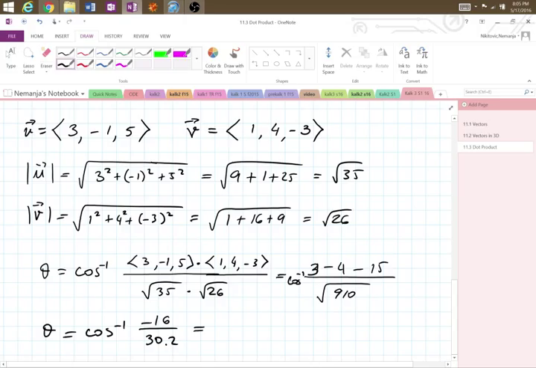Divided by 910. Inverse cosine. Yeah, negative 16 divided by 30.2. There we go. About 122 degrees. So theta is about 122 degrees.